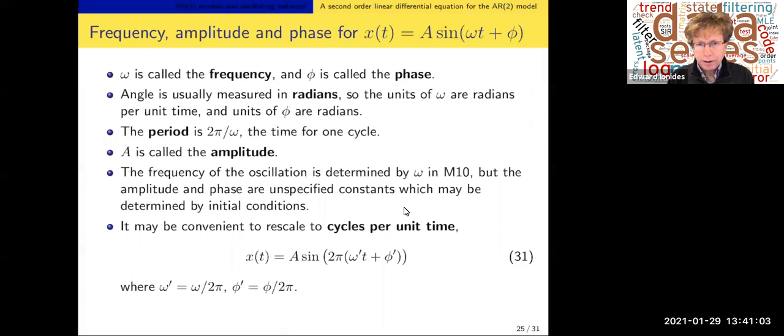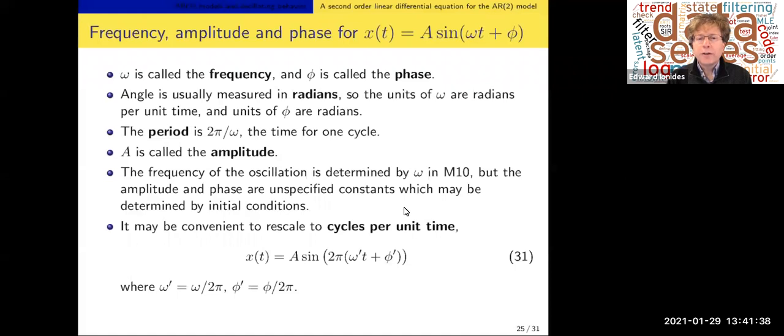So if you have a function of the form x of t is A sine omega t plus phi, then, as I just mentioned, these parameters have names. Omega is called the frequency, phi is called the phase. Now, the exact values of these things depend on units. We usually measure angle in radians, in which case the units of omega are radians per unit time, so that omega t is radians. The units of phi are just radians.